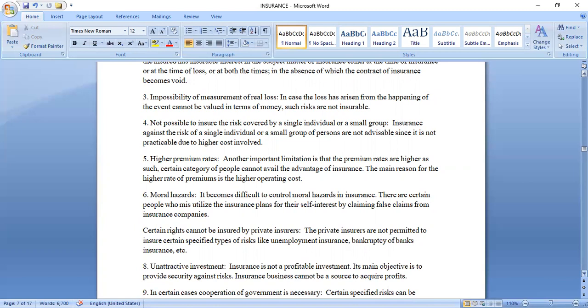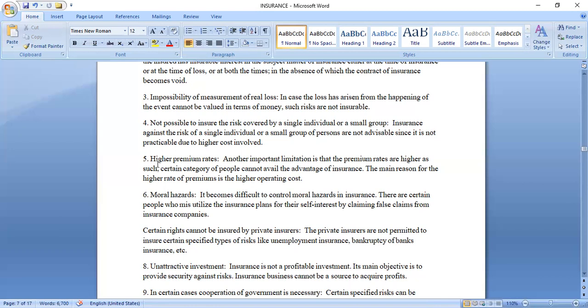Then it is not possible to insure risk covered by a single individual or a small group. Like we already saw, insurance involves large numbers. It believes in operating with large numbers of clients. So if, for example, we have only one person, you're insuring an item under the subject matter of insurance, but it's not having a substantial amount of risk, like we've already seen, then you will not be required to insure it according to the insurance policies.